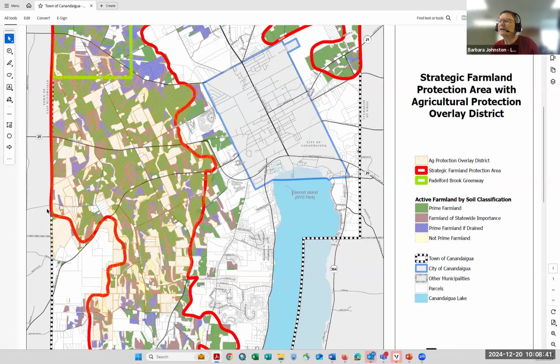What you can see here is that the red line is intended to encompass areas that were actively farmed, which can be seen by the aerial photos, and those are the ones in color. So it's possible this parcel isn't really farmland, so it's okay to leave it out. Otherwise, it would have been in the red line.